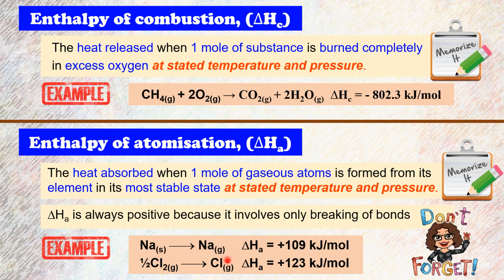Second example, 1 mole of gaseous chlorine atom. Formation of 1 mole of gaseous chlorine atom should come from its element, chlorine. Chlorine exists as gas, Cl2 exists as gas. To balance the equation, the product side should be 1 mole. Therefore, you have to balance at the reactant side. So this is the value of the delta Ha. The unit should be kilojoule per mole.